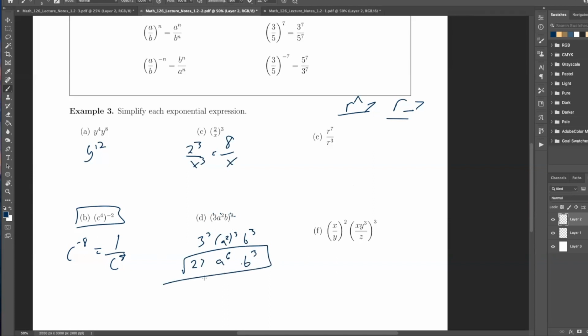Any questions on this one? This one might get you a little bit confused. Here we have r to the 7th over this, so we can just write this as r to the minus 3, which equals r to the 4th.